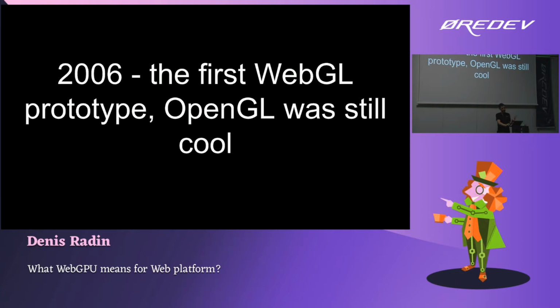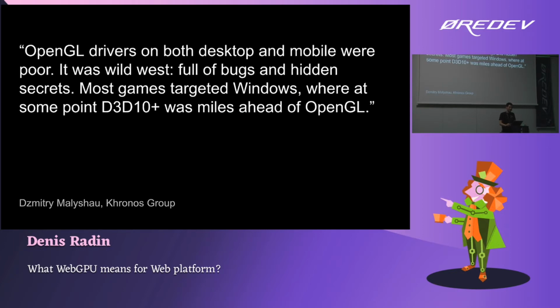But during the time the first WebGL prototype was rolled out, it was still quite a cool thing. There was still some promise from OpenGL, but then things went wrong. Drivers on both desktop and mobile were poor. It was Wild West, full of bugs and hidden secrets. Most games targeted Windows, where at some point DirectX 10 was miles ahead of OpenGL.